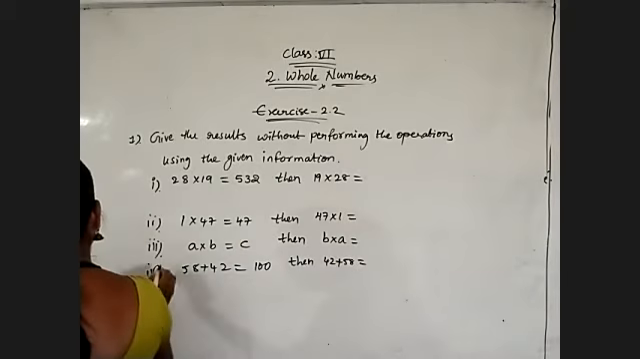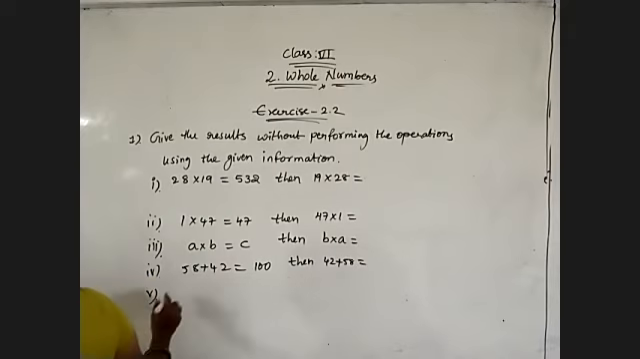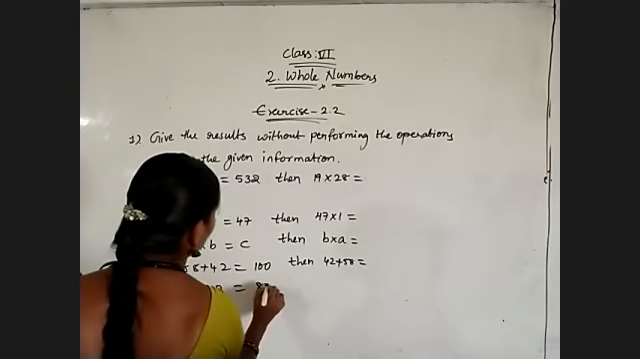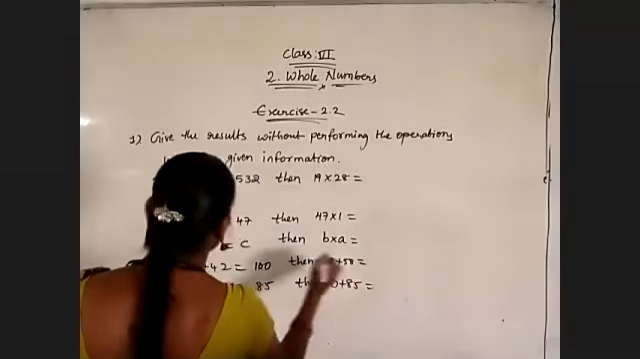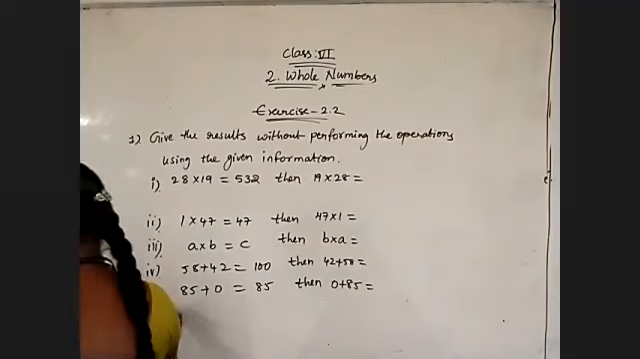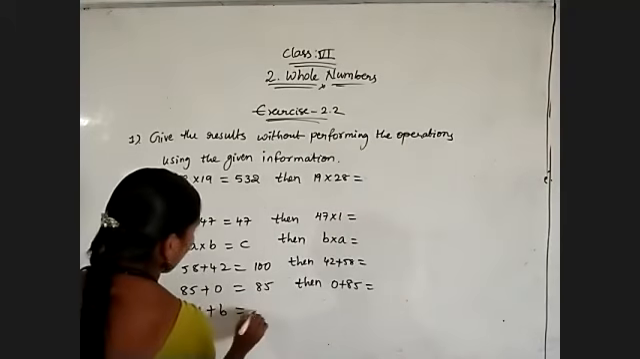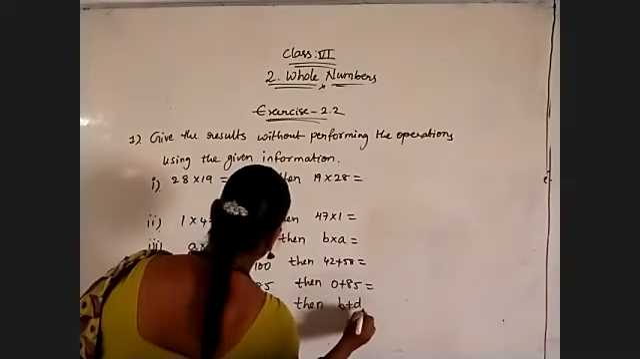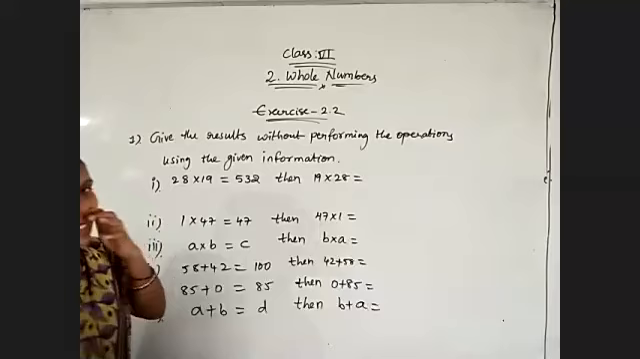And my fifth question is 85 plus 0 is equal to 85. Then 0 plus 85 is equal to what? And sixth problem, A plus B is equal to D. Then B plus A is equal to what? Okay, these are the different questions.